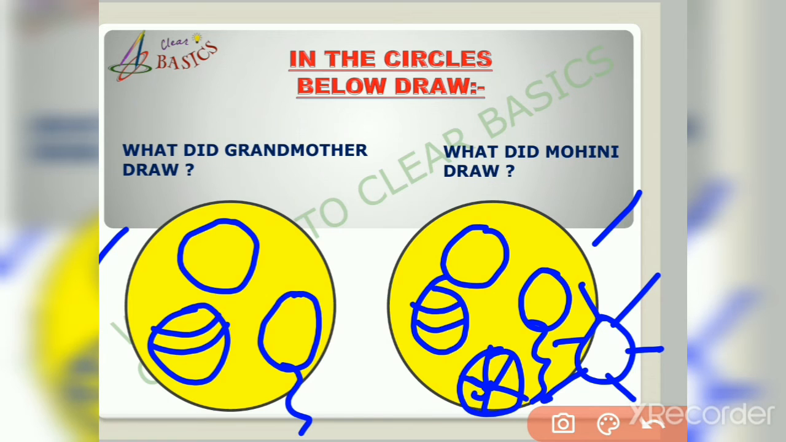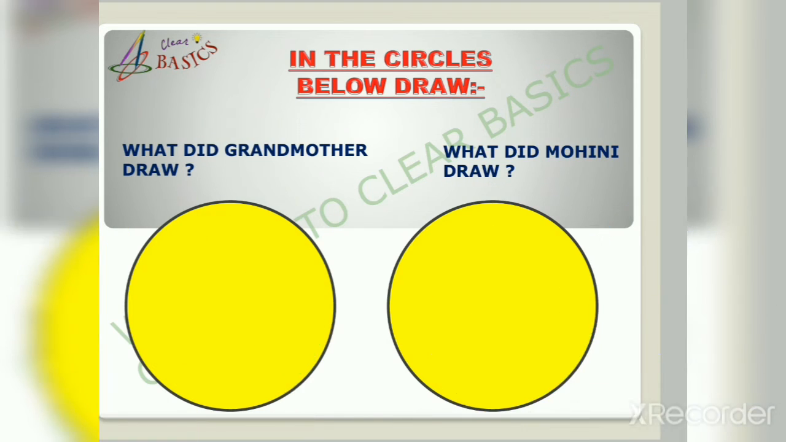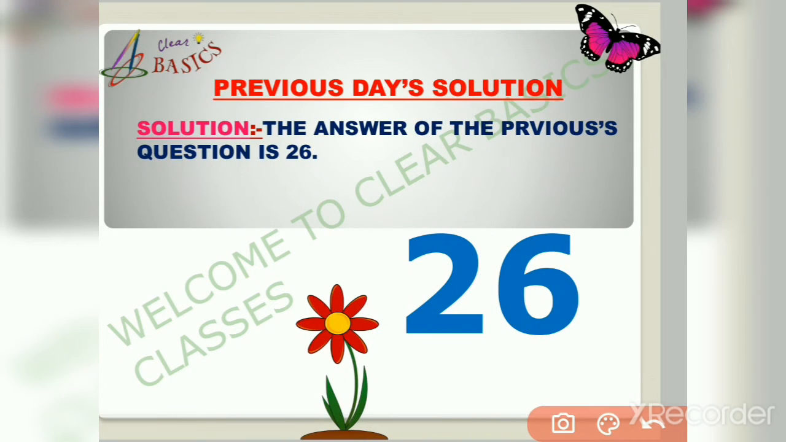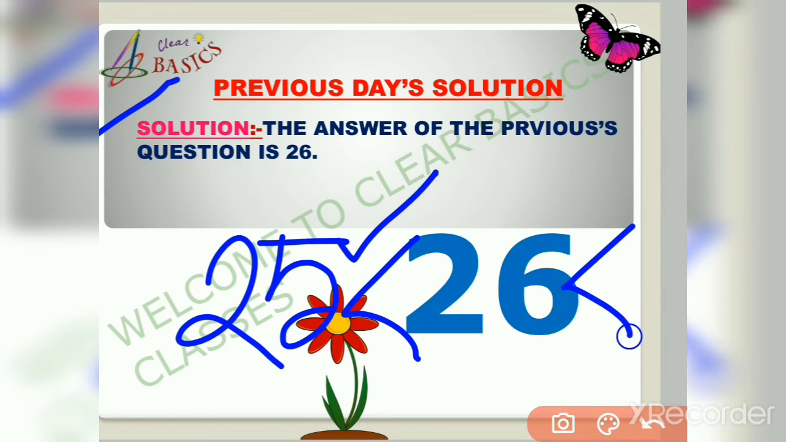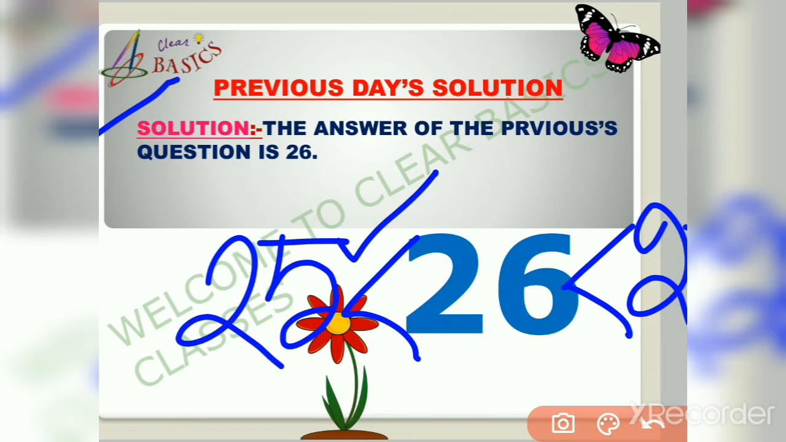Now friends, let us move on to our next slide. Now friends, it's time to discuss the answer of the previous day's surprise question. Check your answer, friends. The answer of the previous day's question is 26. It is a two-digit number and it is bigger than 25 and lesser than 27. Friends, I hope you all have answered it correctly.